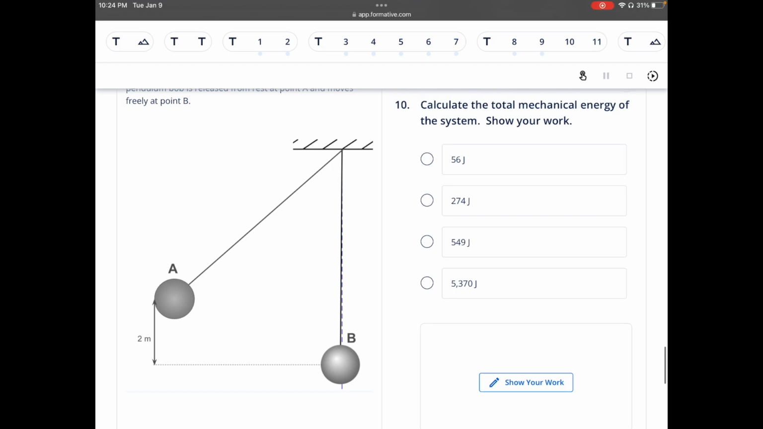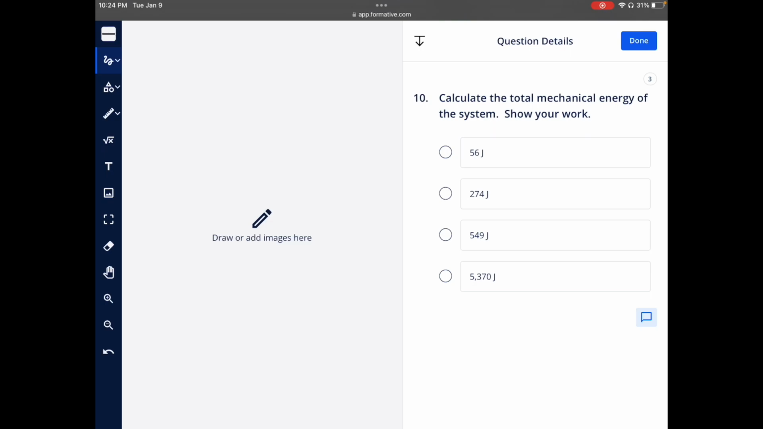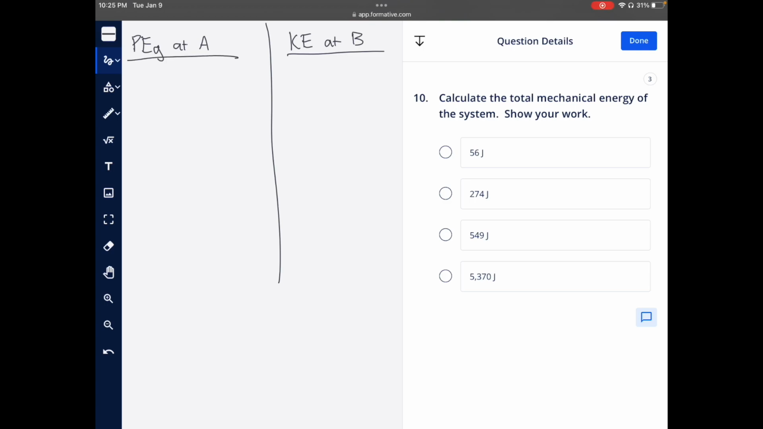So this is that problem I mentioned earlier. Be able to calculate energies. While it says total mechanical energy, that really means I have two choices. I can either calculate PEG at point A or KE at point B. And I have enough information for one of those, but not the other. I don't know anything about speeds at this point, so I can't use kinetic energy. The mechanical energy of the system is PEG plus KE plus spring, but there is only PEG at point A, so this is actually sufficient.